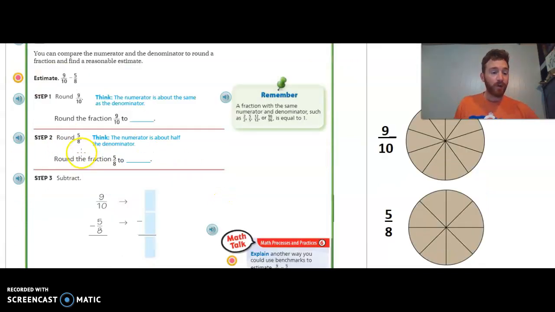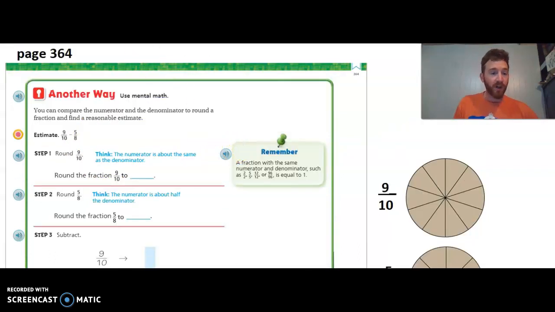We have this step 1. If we have 9/10, we want to round that to the nearest 0, half, or 1. Well, let's think about it. 9, the numerator, is about the same as the denominator. That means we have almost all of it. If I think of this again as 9/10, here's my tenths pieces. 1, 2, 3, 4, 5, 6, 7, 8, 9. Here we have almost all of it.